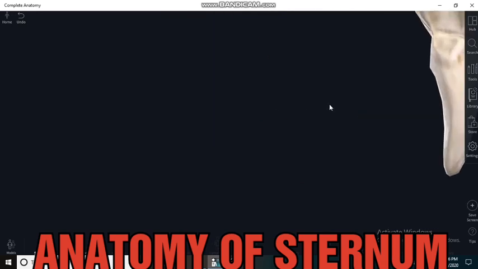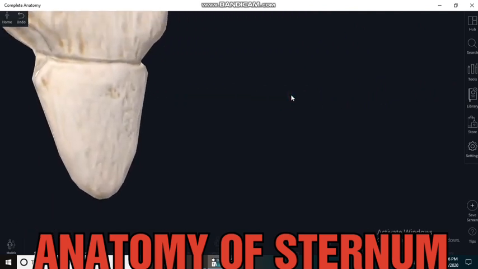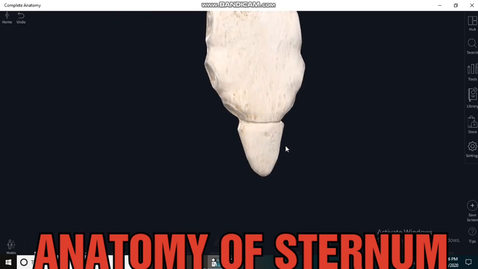Now, xiphoid process. Xiphoid process is the smallest part of the sternum and the lowermost part of the sternum. The xiphoid process is largely cartilaginous in structure and completely ossifies later on in life. It means that at a younger age the xiphoid process is cartilage, but later on it ossifies and transforms into bone around the age of 40.